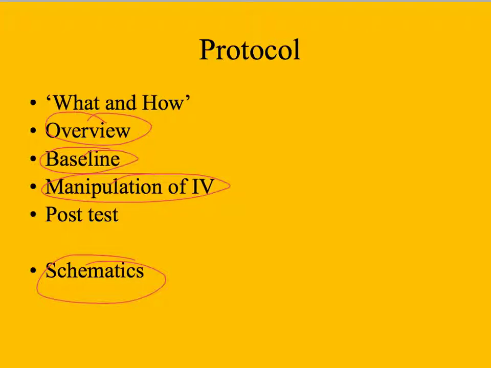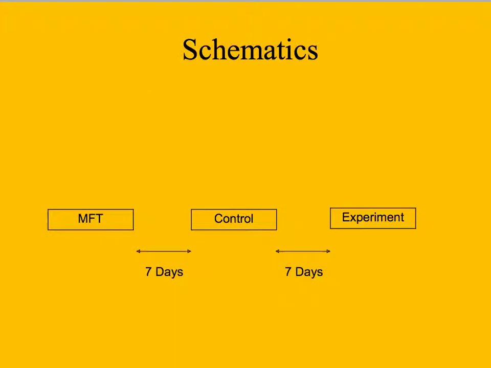and in what order. So here's an example schematic, a very basic one, but it does just give you the idea that all subjects would do a multi-stage fitness test first, followed by 7 days rest. They would then do the control condition, followed by 7 days rest, followed by the experimental condition. So it's just a nice real quick overview.